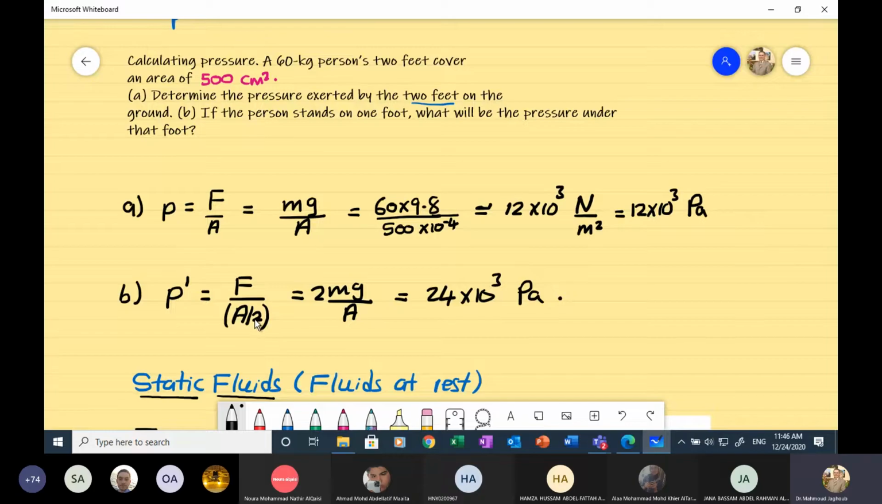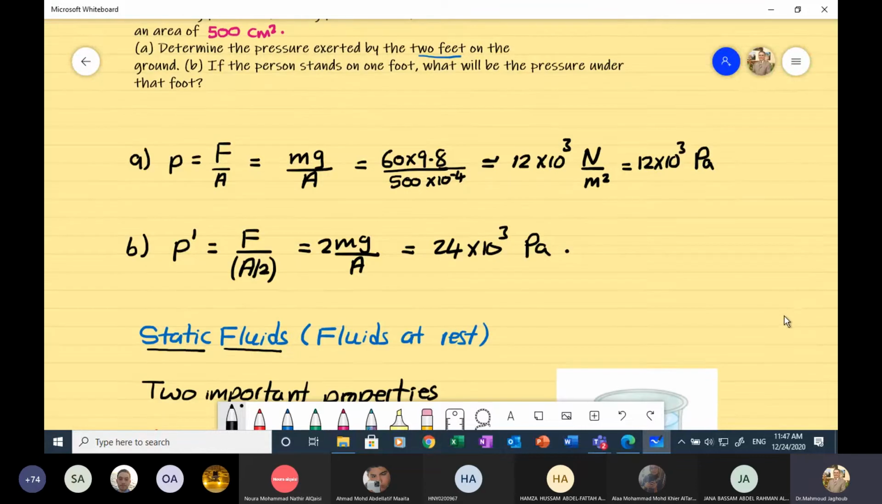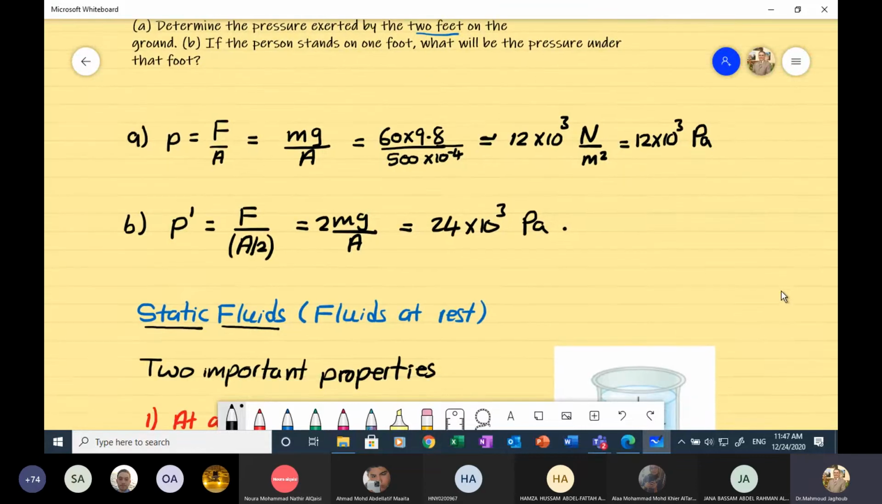2 is the denominator of the denominator, so it becomes a numerator, and you get 2 mg over A. And mg over A was 12,000, multiplied by 2, so the pressure becomes 24,000 pascals. So by lifting 1 foot off the ground, the pressure on the ground is 24,000 pascals, 24,000 newtons per meter squared.